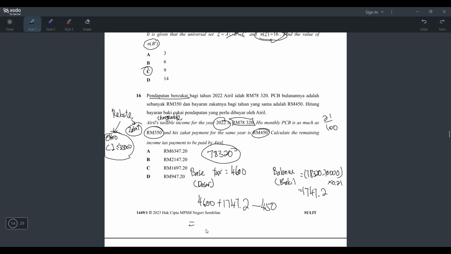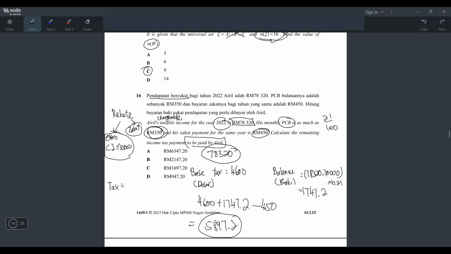5897.2. Right? So this is the cukai yang perlu dibayar. Alright. But then they mentioned his monthly PCB is 350. Calculate the remaining income tax payment to be paid by IREAL. What does it mean by PCB? PCB is another type of discount. But you have to hafal this.